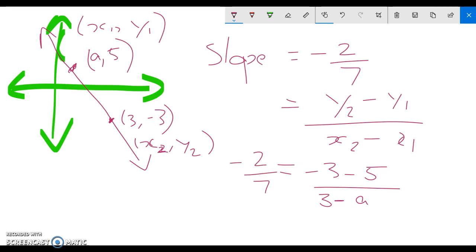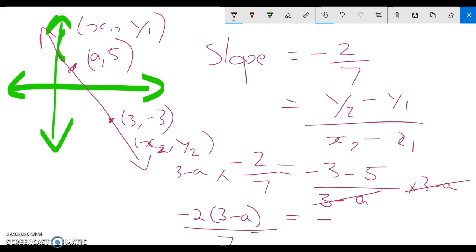-8 over 3 take a equals -2/7. Now you can just multiply 3 take a up to there, so you get -2 outside of 3 take a. Multiply that on both sides by 3 take a. So of course 3 take a cancels. And you could fit that over 7. I'm just doing a few more steps. Don't have to do it in this many. -3 take 5 of course is -8.